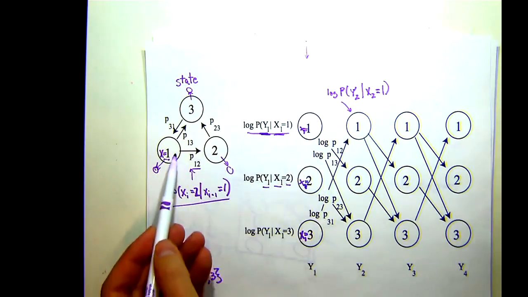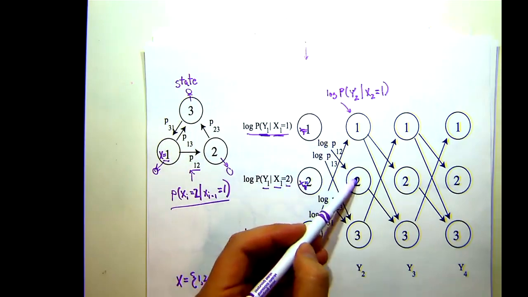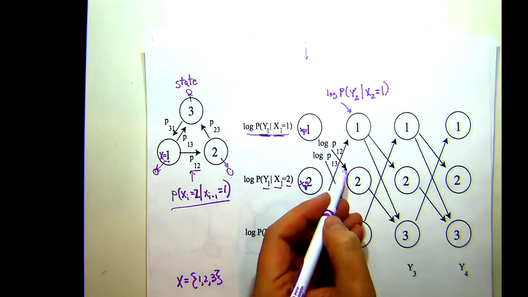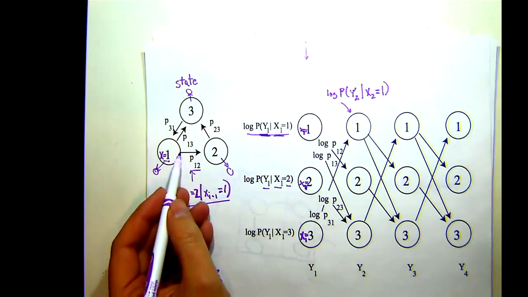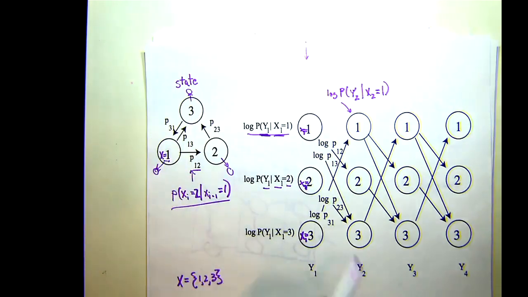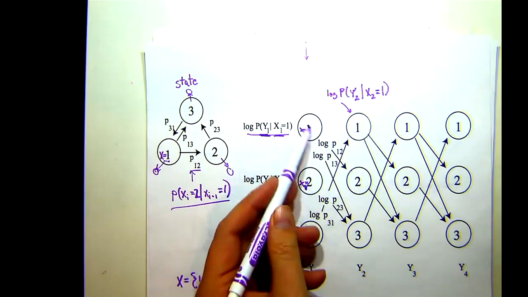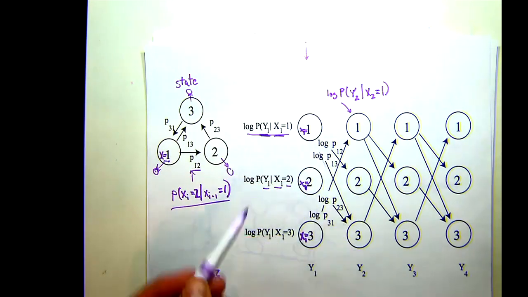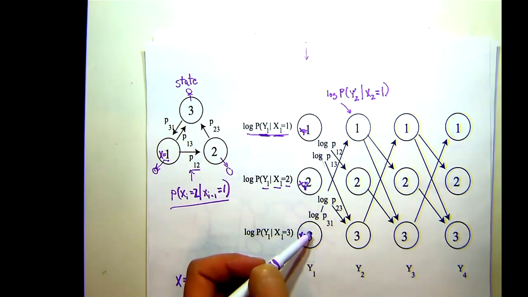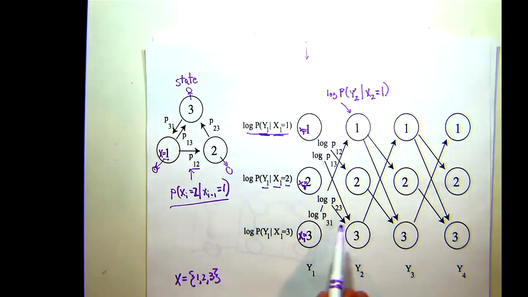So from 1, you can go to either 2 or 3. So you can go either there or there. And associated with that edge is the probability of going from here to here. So you can see there's 2 edges, 1 to 2, 1 to 3. And then from 2, you can only go to 3, and from 3, you can only go to 1. And then that's just repeated over and over again.